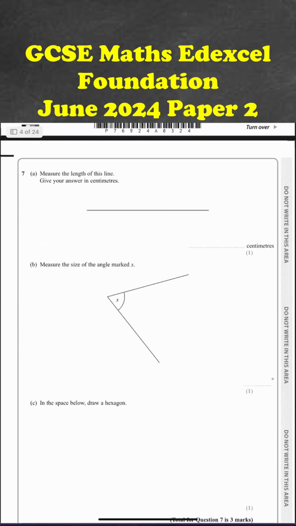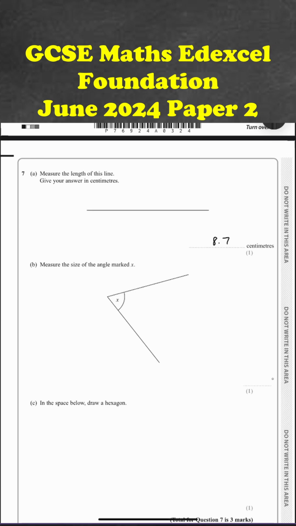Question 7. Measure the length of this line. Give your answer in centimetres. So I'm doing this on an iPad, but all you need to do is line your ruler up, put the 0 at the left-hand side of the line, and you should get 8.7 centimetres. But the mark scheme accepts anywhere between 8.5 and 8.9.